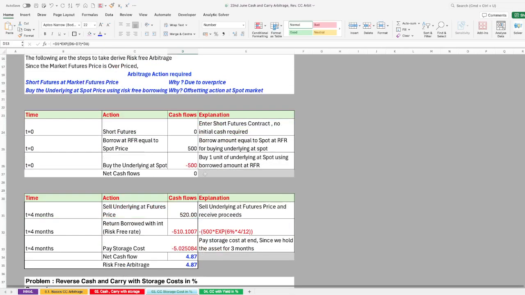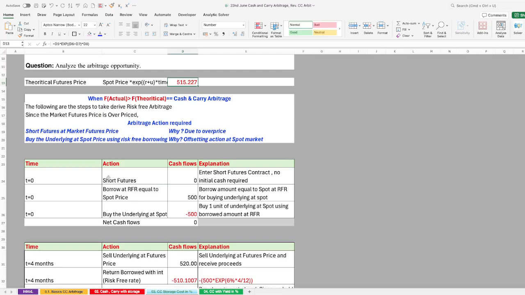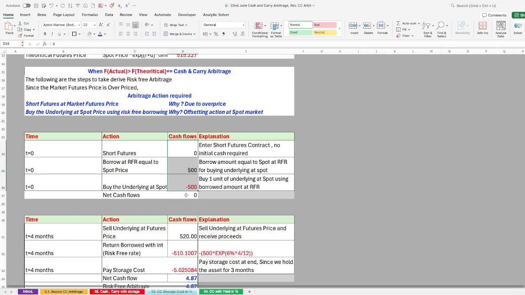So as a cash and carry arbitrage, as you know, the same thing applies: sell the futures, buy the underlying with the borrowed amount, and the net cash flow is zero.